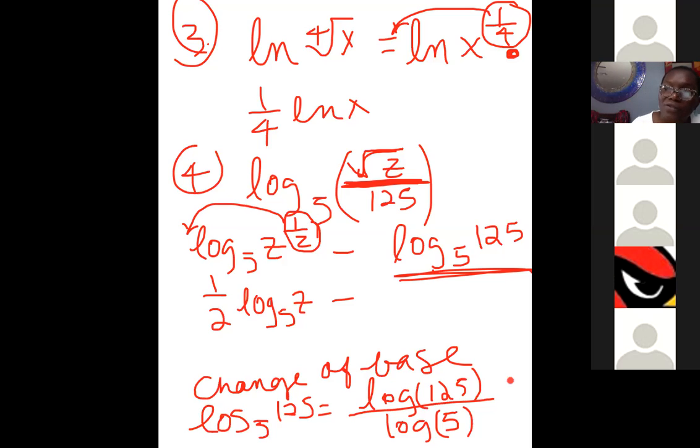So what's the answer, guys? Log base 5 of 125. 3. What's the answer? 3. Very good. Okay, so that is how you do these on the calculator.